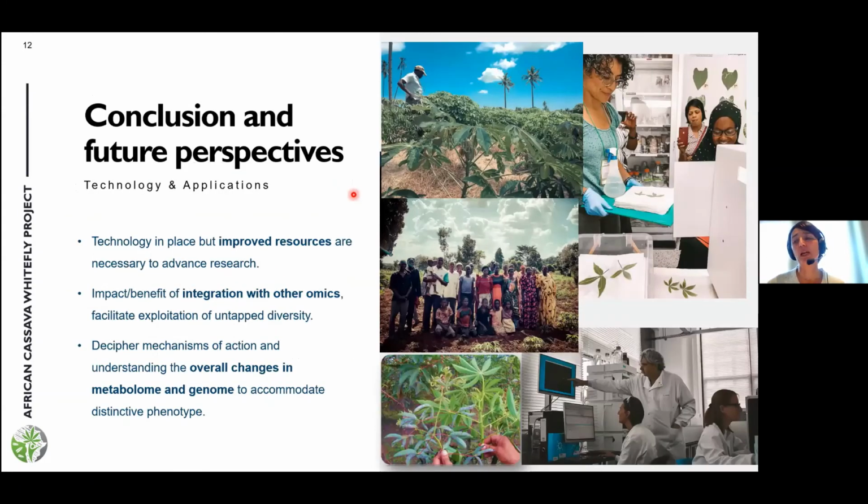So the technology is in place and we have achieved some of the goals so far, but we think there is still a lot of improvement needed in some of the resources, especially the genetic and chemical databases. We definitely need improved annotation and improved curation of these databases, and that will have an impact when it comes to integrating the different omics datasets, and that will facilitate the exploitation of the untapped diversity held in the gene banks.